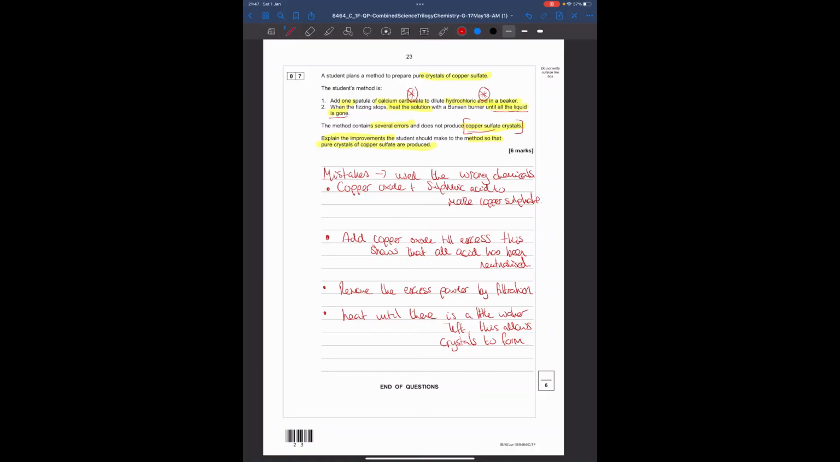The last point as well is that at the end of a practical, when you've got your crystals, you dry them on filter paper. If you haven't done this practical, under question 7 in the description there'll be an excellent video that goes through how to perform this practical perfectly. So make sure you watch that. But what we've done here is clearly identified the mistakes that they've made and what they should do in order to get their pure dry crystals of copper sulfate.